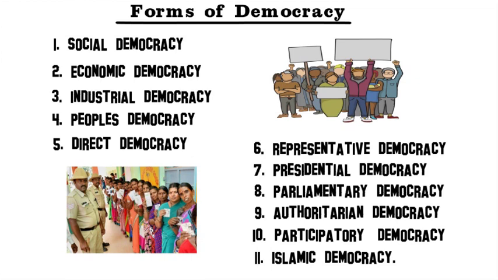Now today we are going to continue with the second part of forms of democracy, and we shall talk about the rest of the other forms of democracy, such as representative form of democracy, presidential form of democracy, parliamentary form of democracy, authoritarian form of democracy, participatory form of democracy, and last, Islamic democracy.